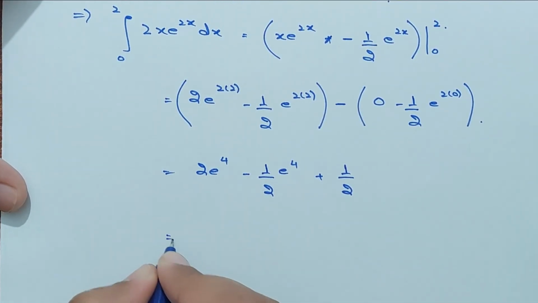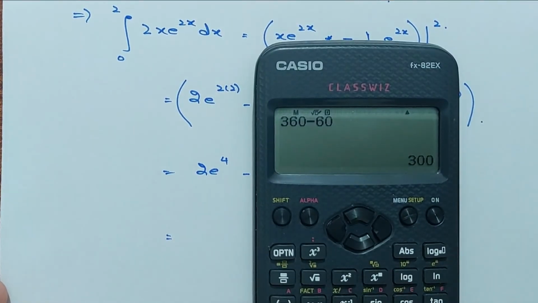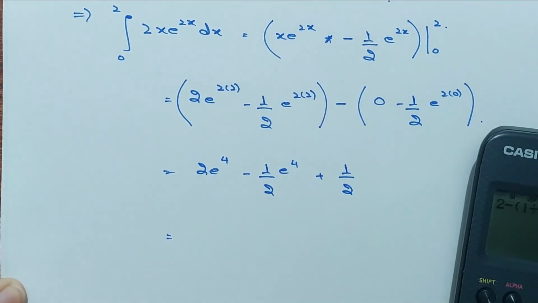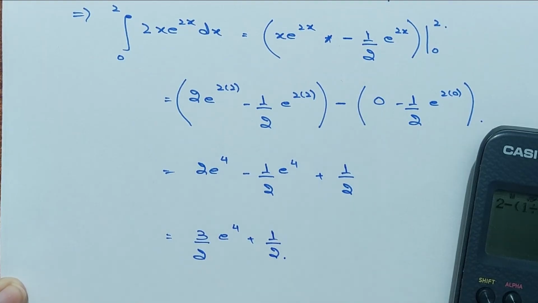Right, so that is e to the power 4 times (2 minus 1 by 2), which is 3 by 2, or 1.5. So 3 by 2 e to the power 4 plus 1 by 2. This is the simplified answer.